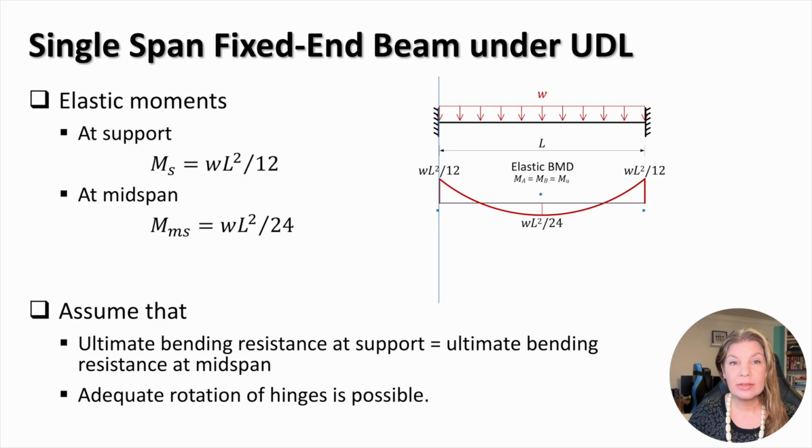Let's now consider an example of plastic analysis on a single span fixed end beam under uniformly distributed load. The elastic moment at the support is the UDL times span squared over 12, while the elastic moment at the midspan is twice smaller. We also assume that the ultimate bending resistance of the beam at supports equals the ultimate bending resistance of the beam at the midspan. Additionally, we assume that adequate rotation of hinges is possible.